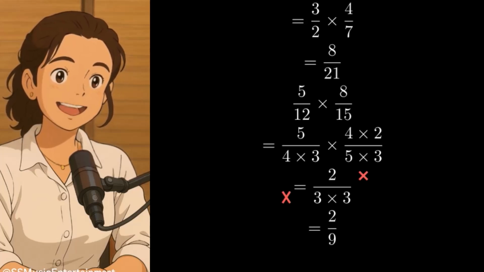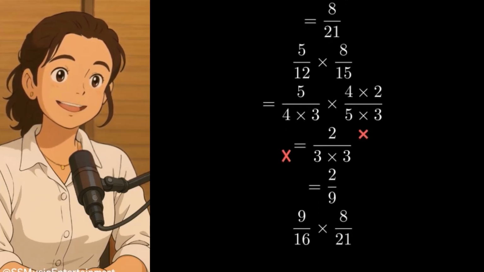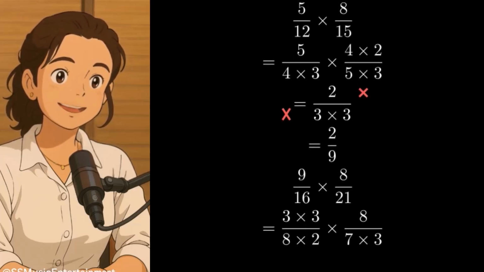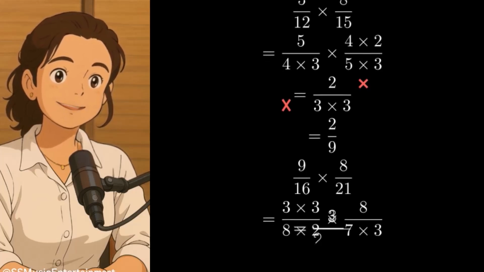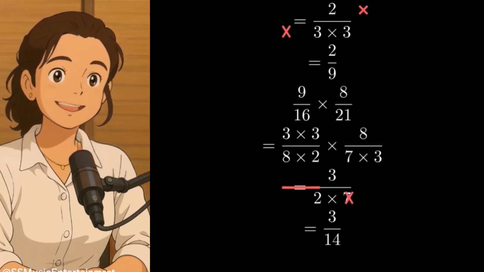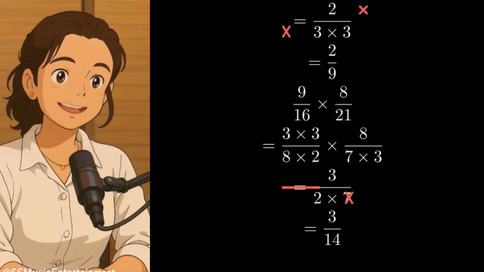For our final example, we have 9/16 times 8/21. Let's break down 9 into 3 times 3 and 16 as 8 times 2. 21 is 7 times 3. We can cancel the 8 and cross out a 3. What we have left over is 3 on top. On the bottom, we have 2 times 7, which is 14. And that's going to be our answer, 3 over 14.